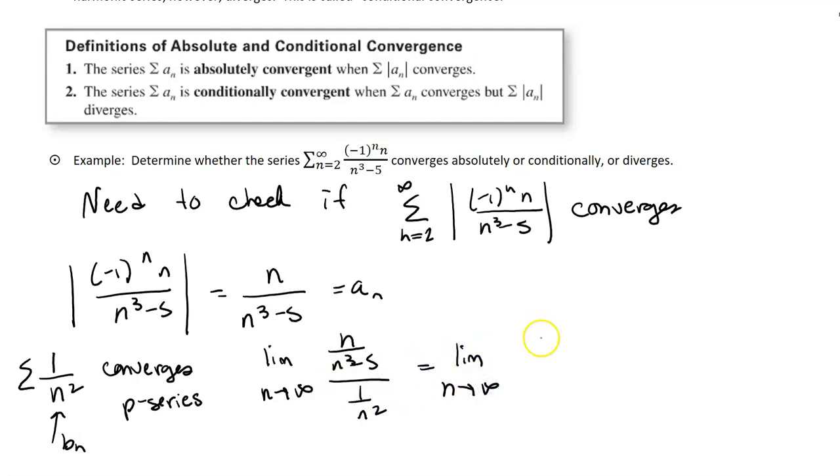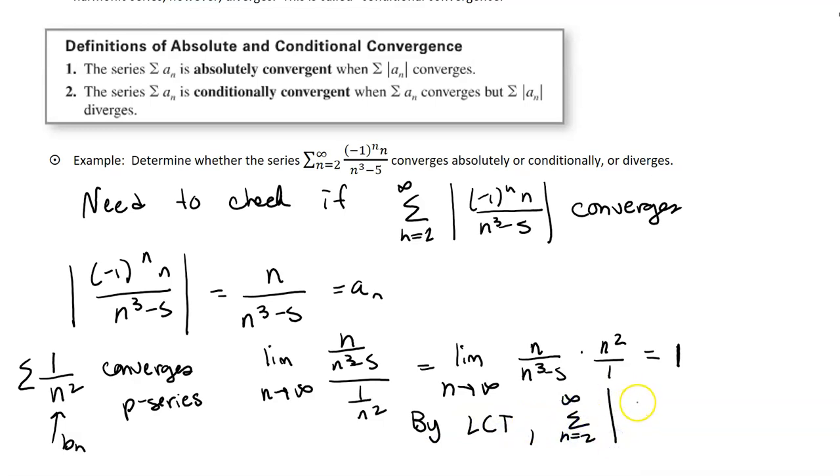So that will be the limit as n approaches infinity of n over n cubed minus 5 times n squared over 1. And this will be an n cubed and this will be an n cubed, so that's going to be 1. So by the limit comparison test, the sum from 2 to infinity of the absolute value of negative 1 to the n times n over n cubed minus 5 converges.